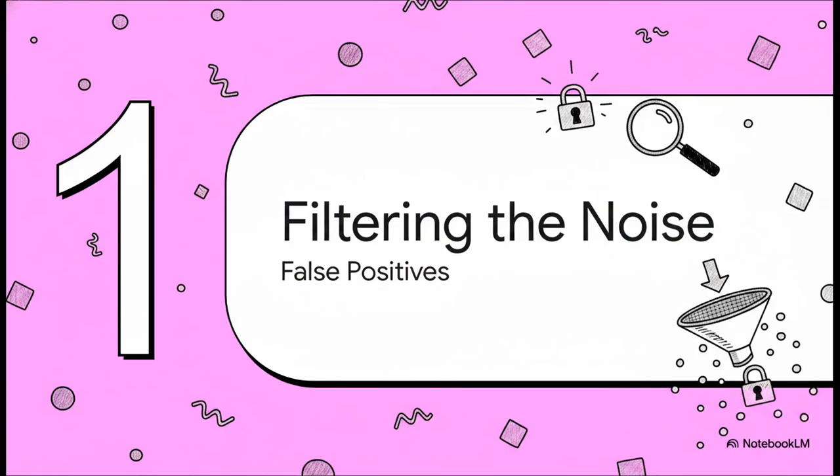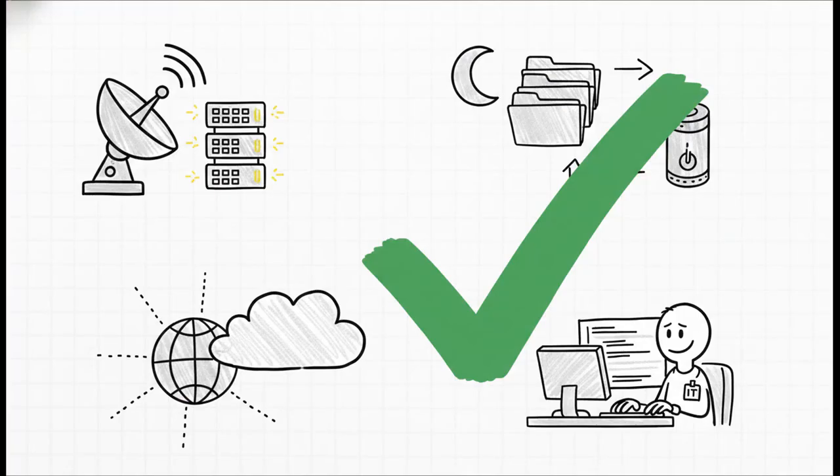All right, moving on to filtering the noise, specifically dealing with false positives. Of course, in the daily reality of the SOC, not everything is a nation-state attack. We have to be able to separate the subtle differences between benign, everyday behavior and real threats. We have to filter out the noise. Let's look at some common false positives so you can quickly spot them.